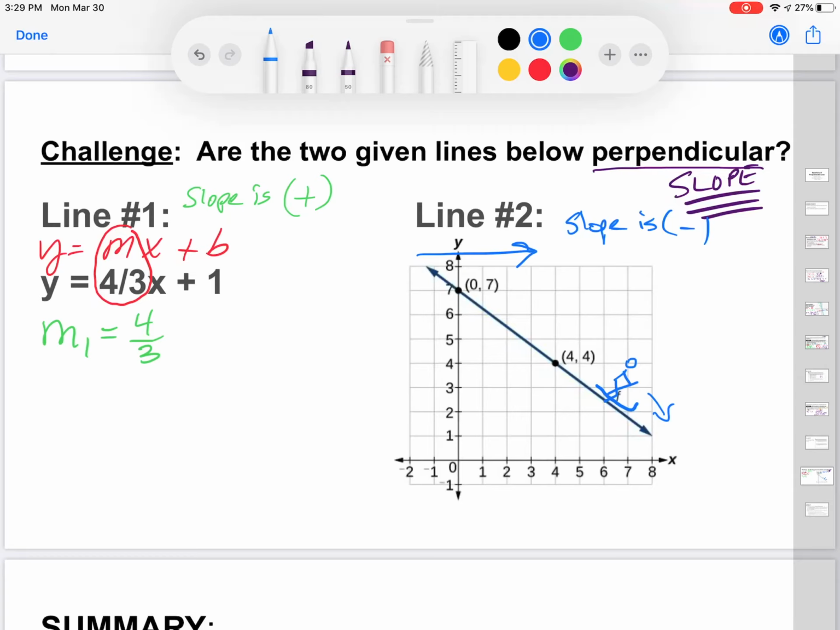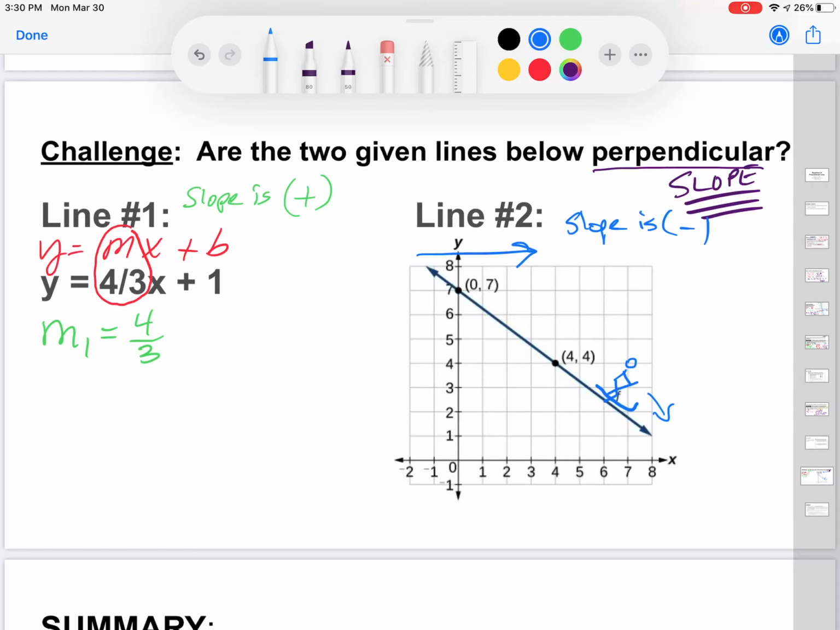So if I had two positive slopes, end of the problem. I can tell you straight away, not perpendicular. If I had two negative slopes, I can tell you straight away, definitely not perpendicular. But positive and negative, possibly. So we're going to actually finish the problem out. We've identified the first slope as positive 4/3. And now we're going to look at the slope for line number 2.